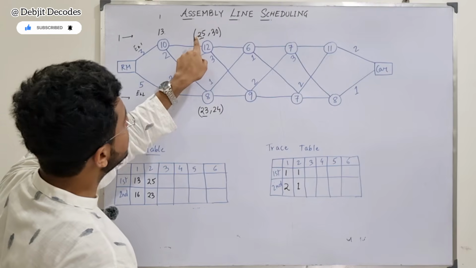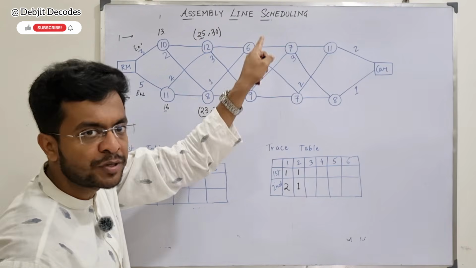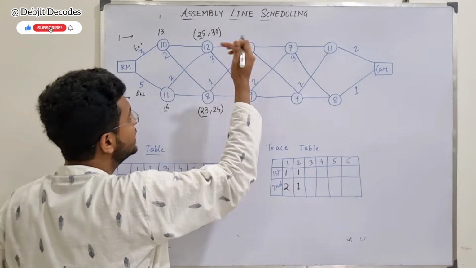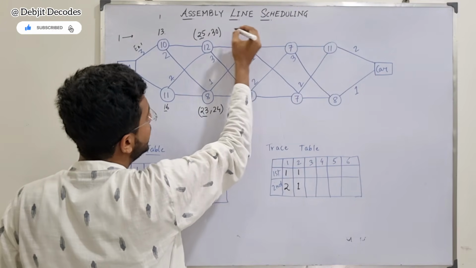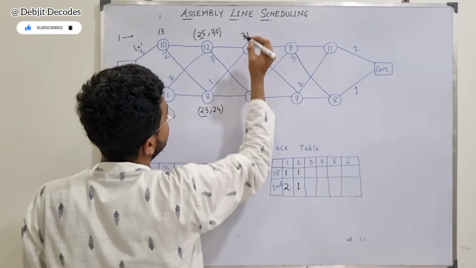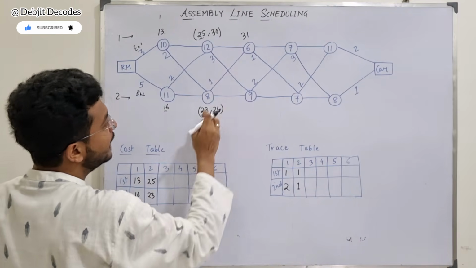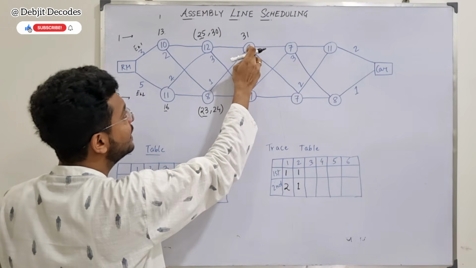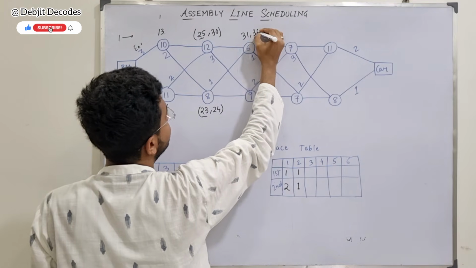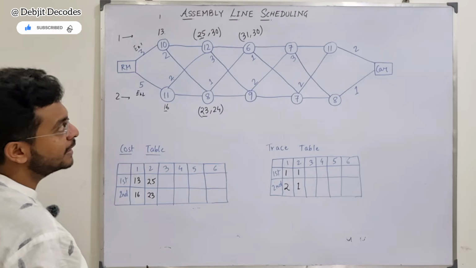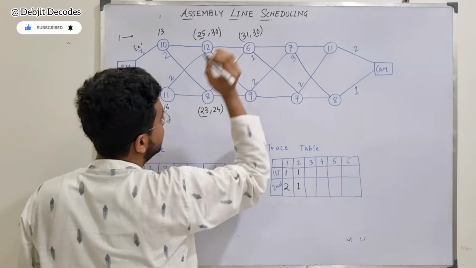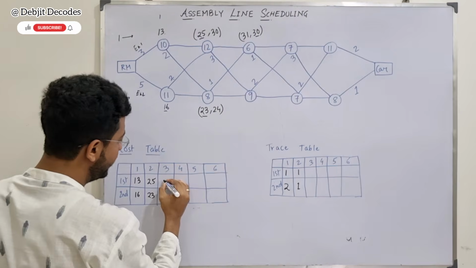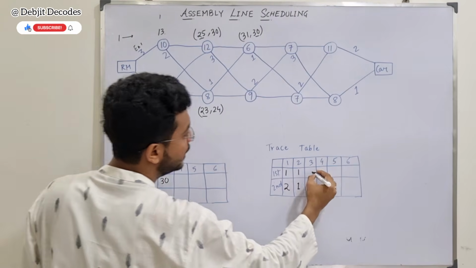Now if you see this one, before this stage, because again there is a concept of optimal substructure, which one will we be taking? 25. So 25 plus 6, you can calculate by yourself, that is 31. And if you come from this path, it is 23 plus 1, that is 24, plus 6, that is 30. So which is the minimum? This one is the minimum. If you come via this path, if you change the line, this is 30. So it would be 30, and here we will be writing 2.